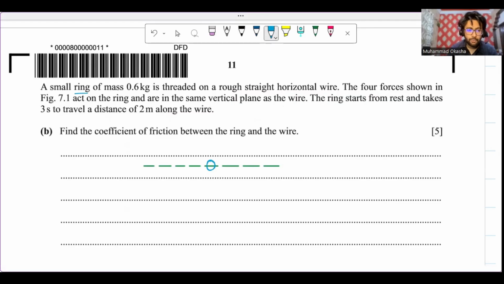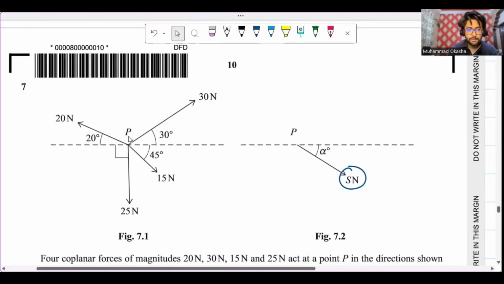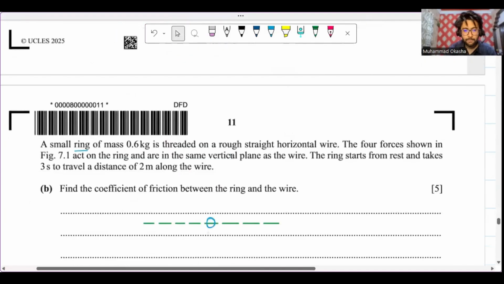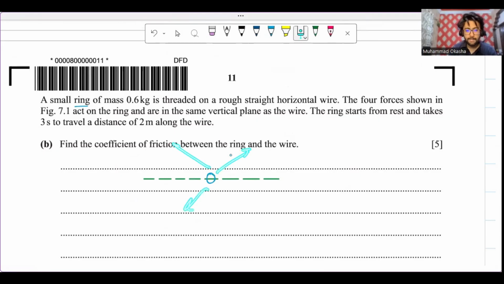Four forces shown in figure 7.1. So we have all of these four forces: 1, 2, 3, 4. All four forces act on this ring and are in the same vertical plane as the wire. I don't have to draw all the four forces and then work out a resultant.